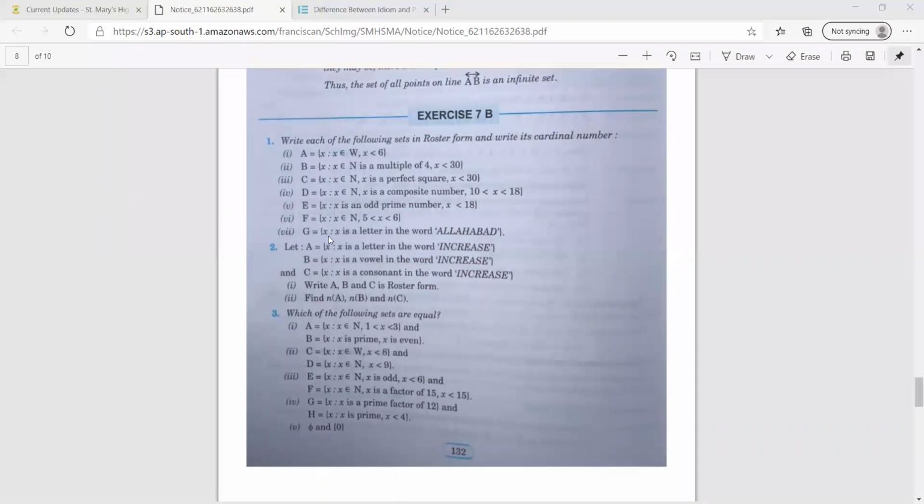Next, X such that X is a letter in the word Allahabad. So all the distinct letters of this word you are to write. Distinct means different. If the letters are repeating, you don't write them. And not to forget, after you list the elements, everywhere you are to write the cardinal number. That's how you'll do question number 1.